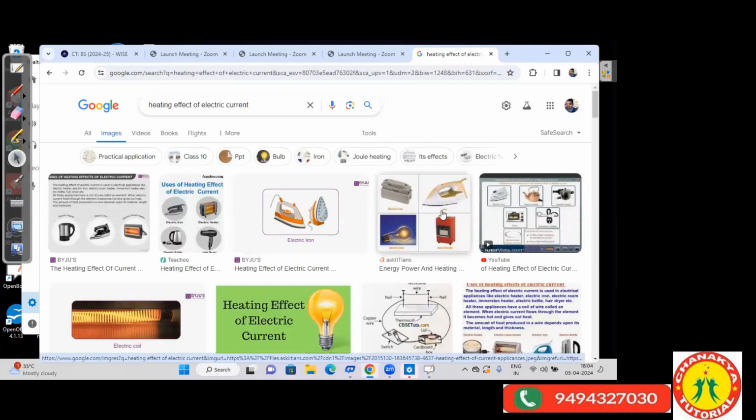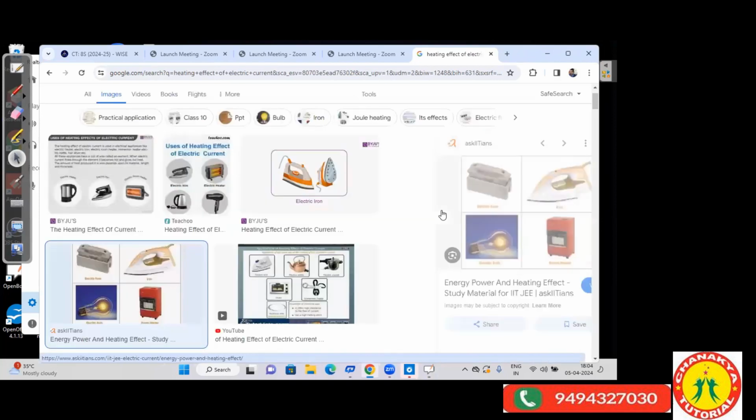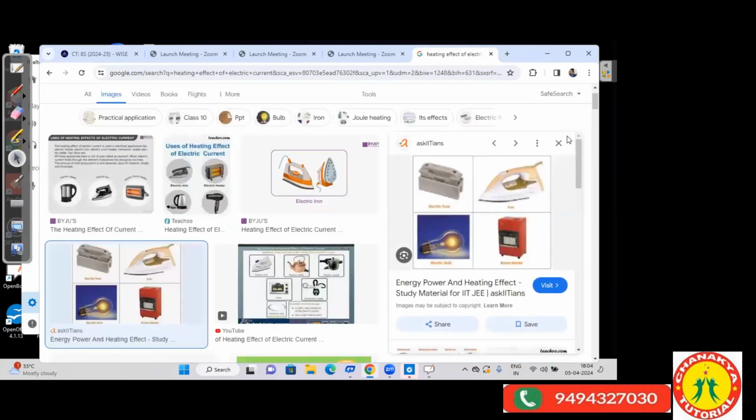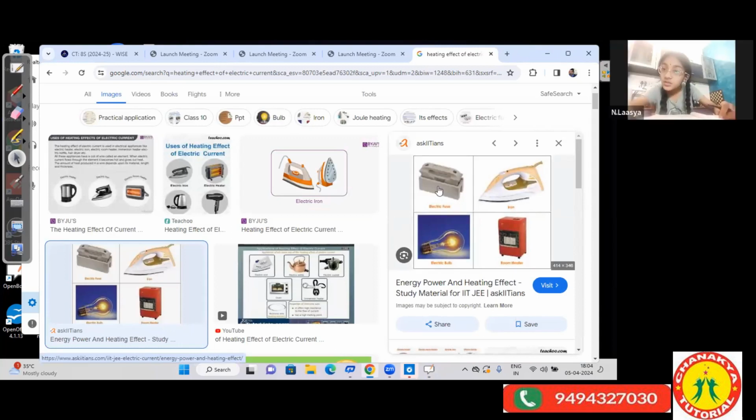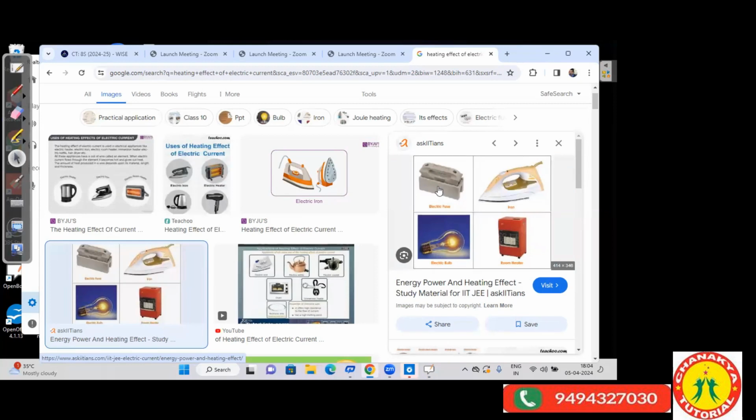So here you have an electric iron. Can you name this device? Here is one device which I don't think you will be able to identify. But if you can name it, it's very good. This first one. Fuse. Yeah, it is an electric fuse. It is also based on the heating effect.